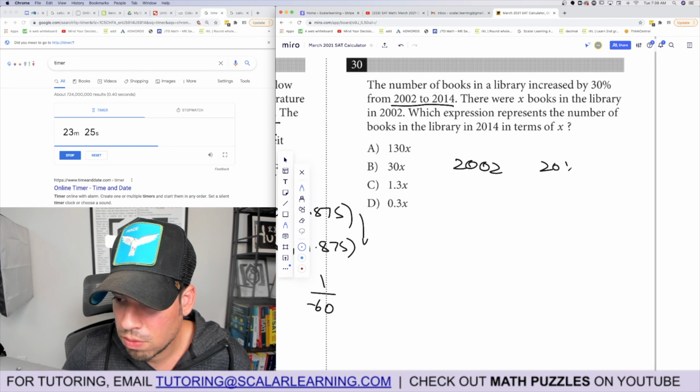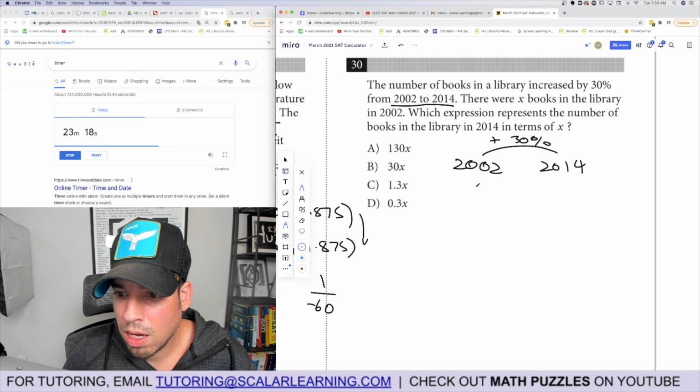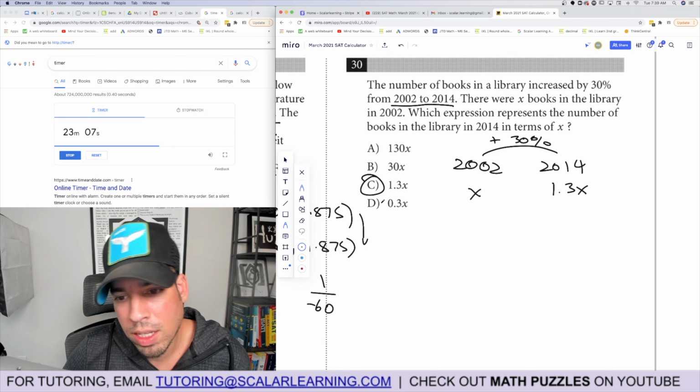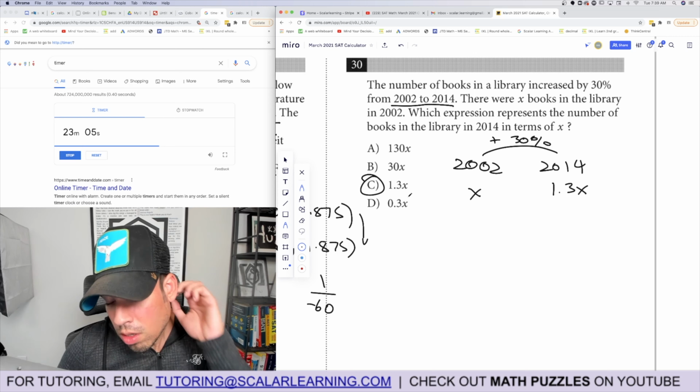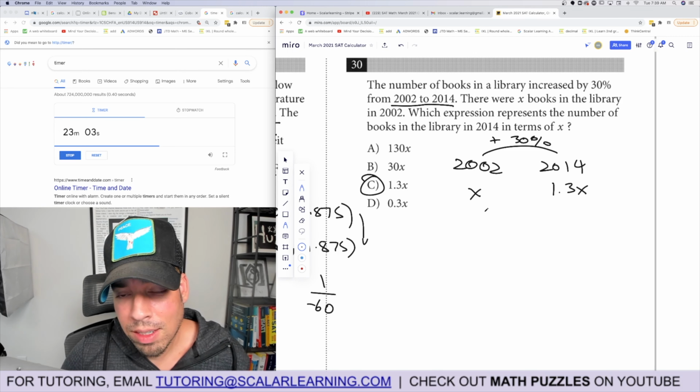2002 to 2014, 30% increase. There were X books in the library in 2002. Which expression represents the number of books in the library in 2014 in terms of X? By 30%, 1.3X is the answer. Okay, that's it. Now, if you're not sure about that, test it out, right?